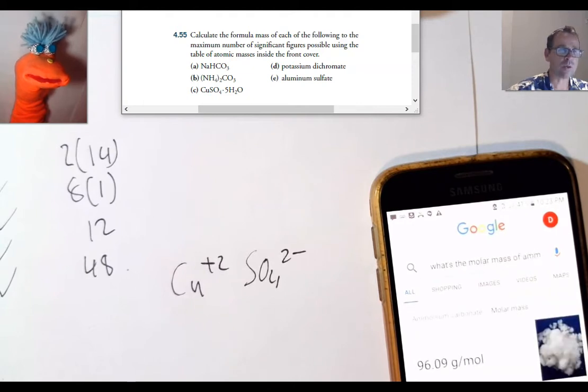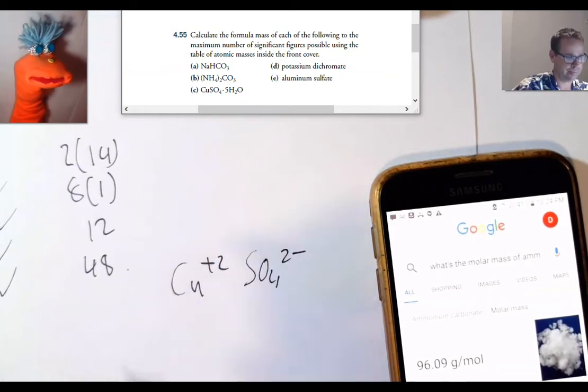Okay. So again, that's what you're going to get if you add up 1 copper, 1 sulfur. How many oxygens? 4. Are you sure? Oh, no, there's 9 altogether. Very good. And how many hydrogens? 10. Very good. All right, potassium dichromate. What's the chemical formula for potassium dichromate?